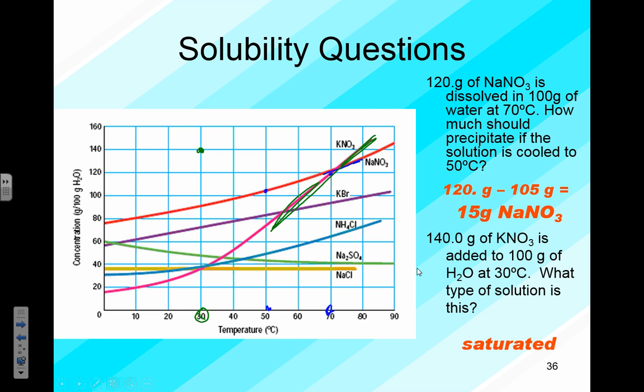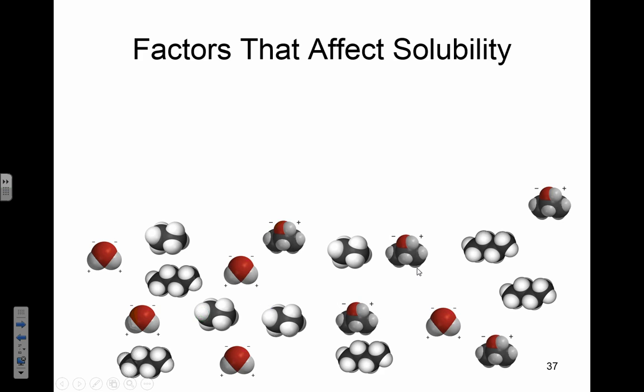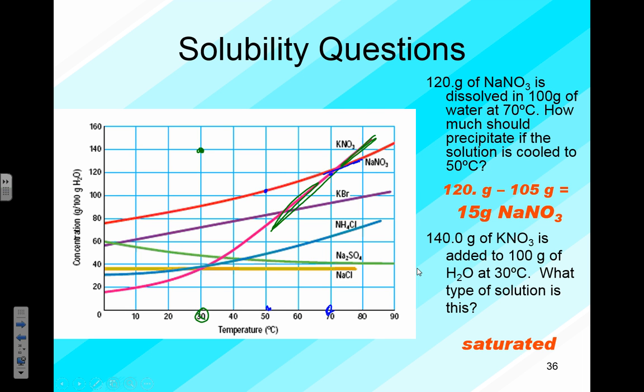Be careful. There's almost a 100% chance I'm going to ask one of these on the test related to this. And that basically ends our notes over reading and using solubility curves.